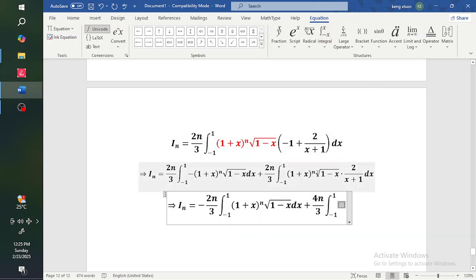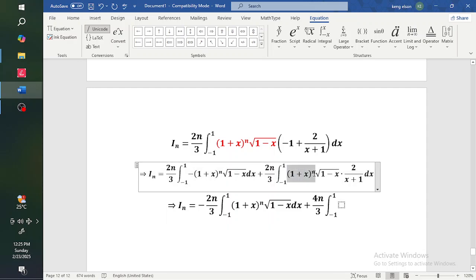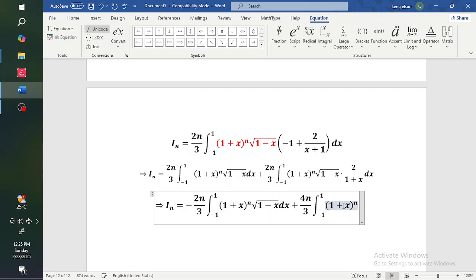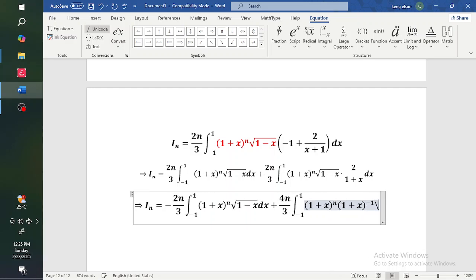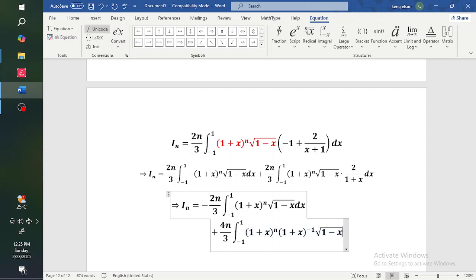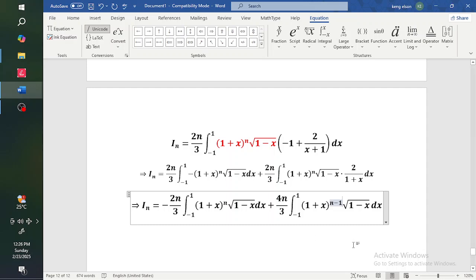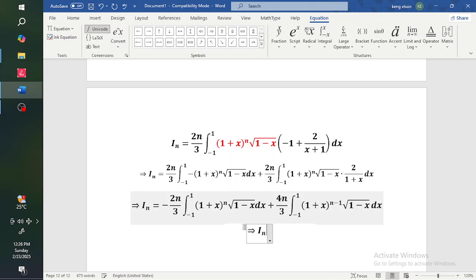Now you see, this 1 plus x to the n divided by 1 plus x, because this x plus 1 is the same as 1 plus x. If I take it to the numerator, it becomes 1 plus x to the negative 1. I'll put the 1 plus x to the negative 1 before the square root of 1 minus x. When we combine these two things, we just have to subtract the powers. Voila. So what do we see from here? We see that in is equal to negative 2n over 3.